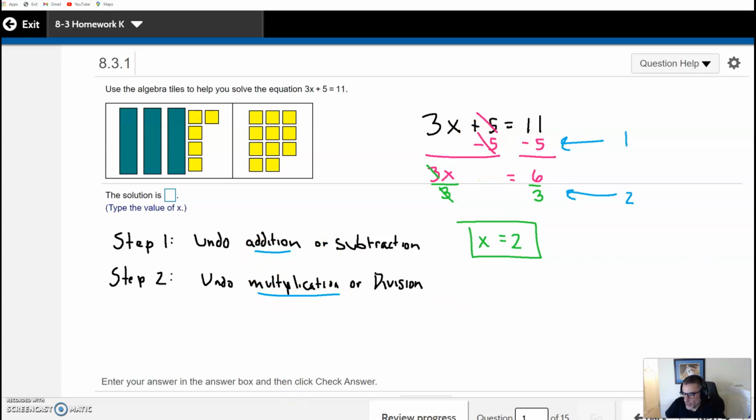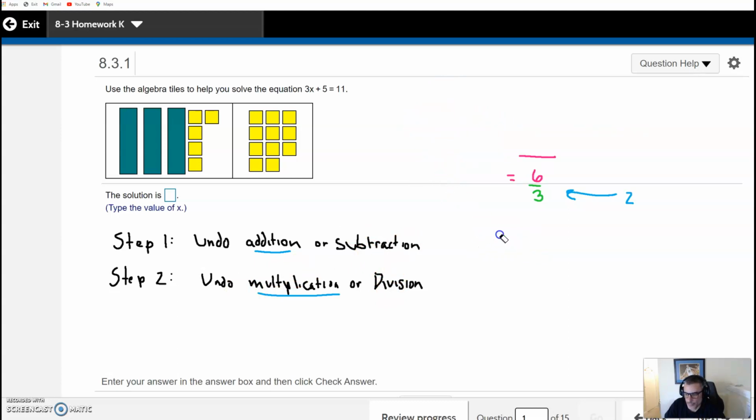So let me do another quick example here where I'll use subtraction and division. It's the same exact process. All right, so I'm just going to make up an equation here real quick. I'm going to say x divided by 5 minus 3 is equal to 1.